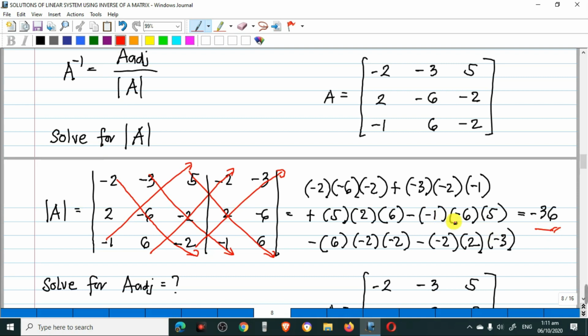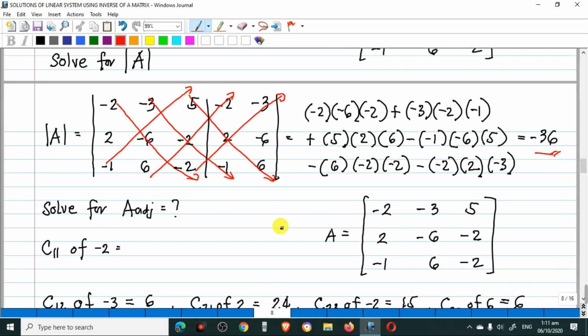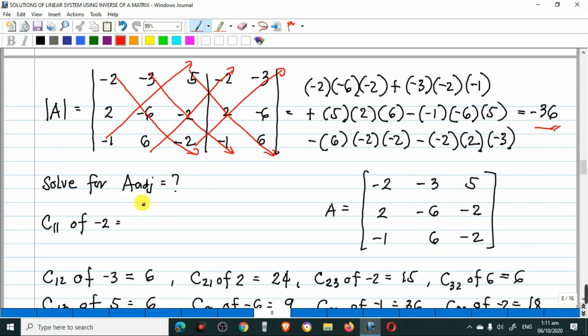You can double check this one. You can solve your own. So, this is simply equal to -36. Then we already have the value of the determinant. Next, let us solve now for the classical adjoint. We already know that the classical adjoint is just the transpose of the cofactors of all the entries.